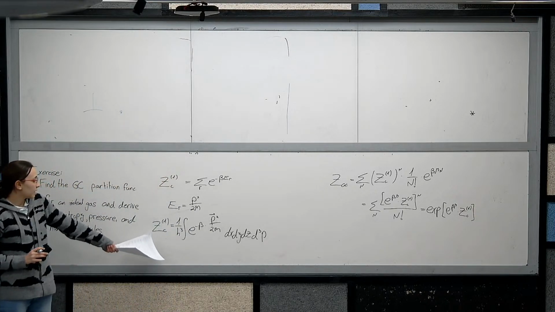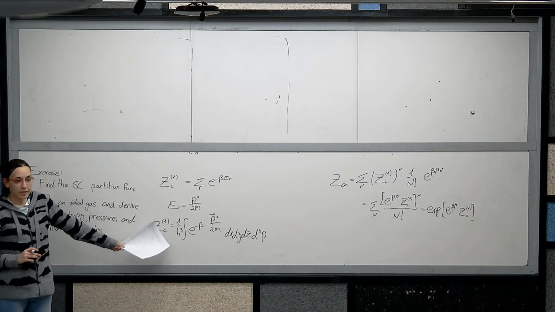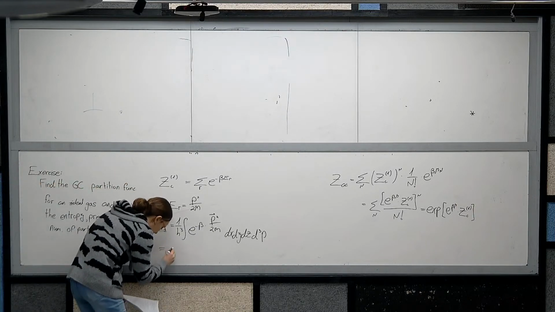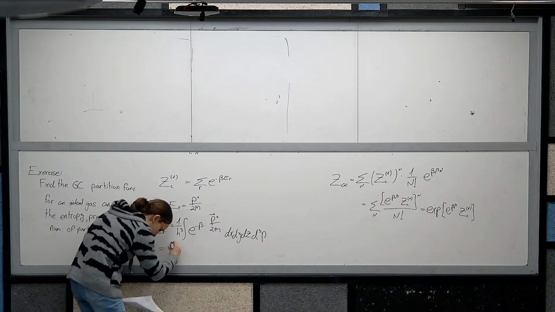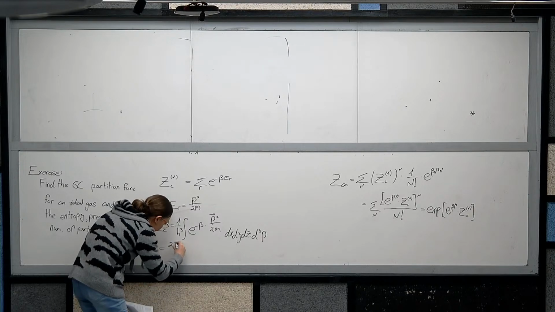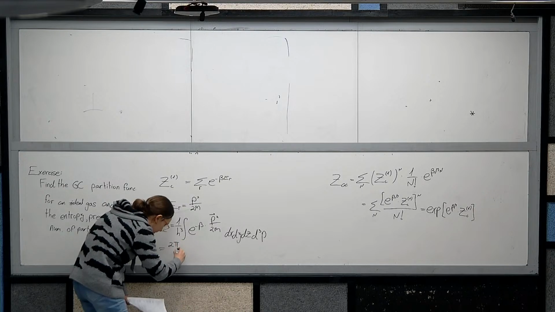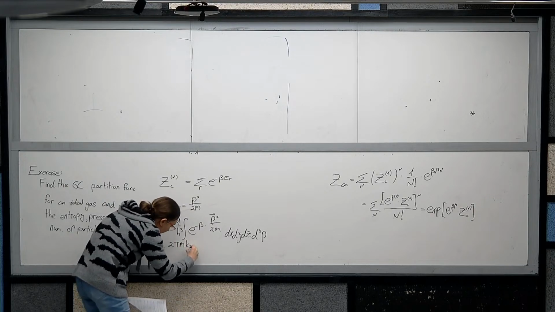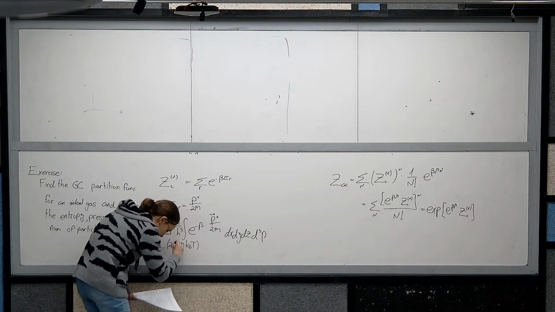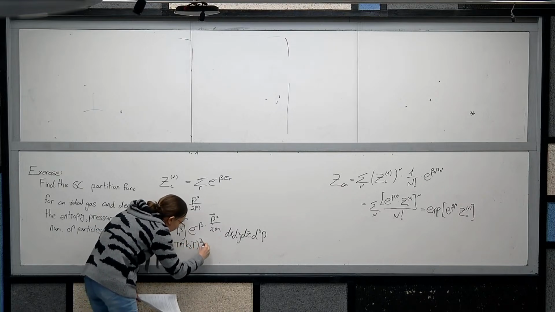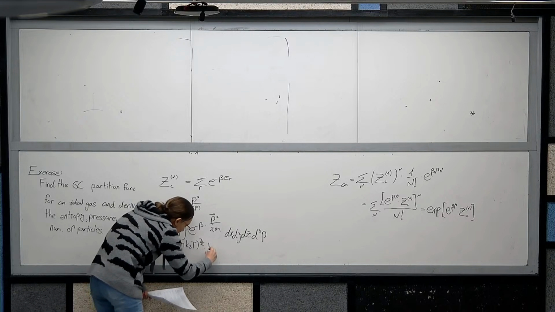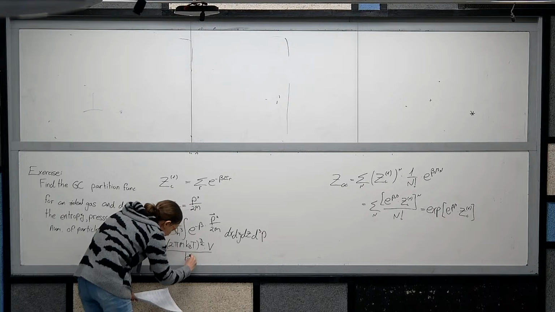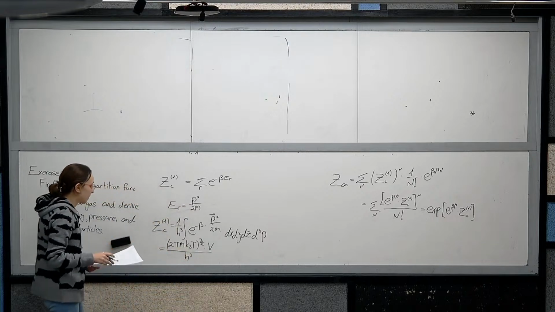Okay, so this solution you saw in the lecture, right? You did it in the lecture, great. So we can just write the final solution. It's a bit long, but okay, we have (2 pi m kBT) to the power of 3 divided by 2 times the volume divided by h to the third.